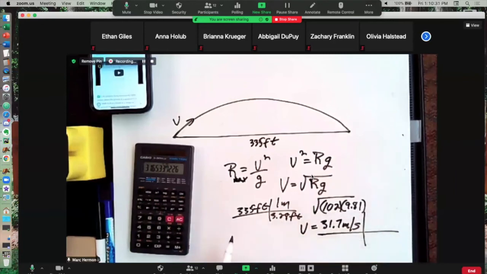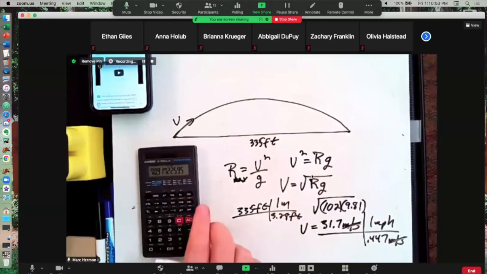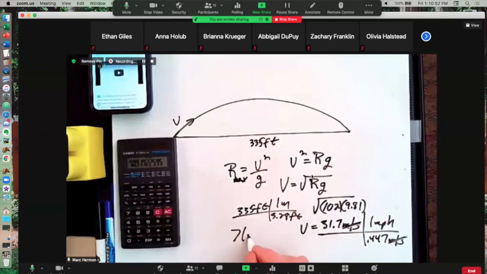So I want to know in miles per hour. So 1 mile per hour is 0.447 meters per second. We're going to use that a lot, by the way, coming up. So there's a conversion factor to maybe memorize. So 31.7 divided by 0.447 equals 71 miles per hour.